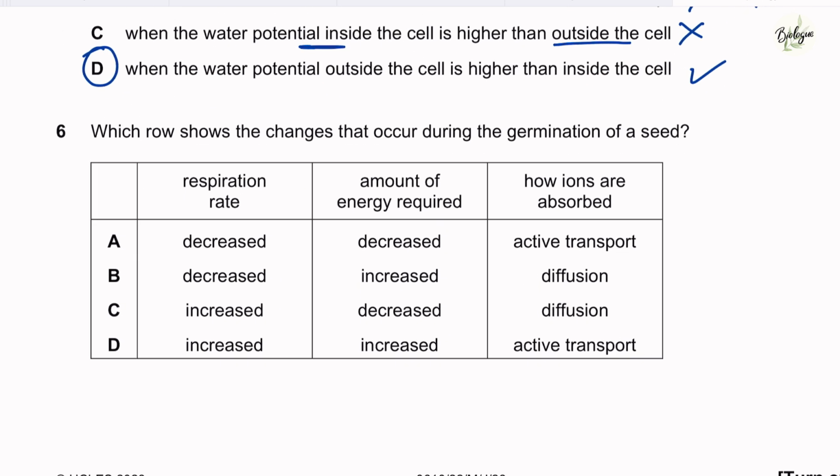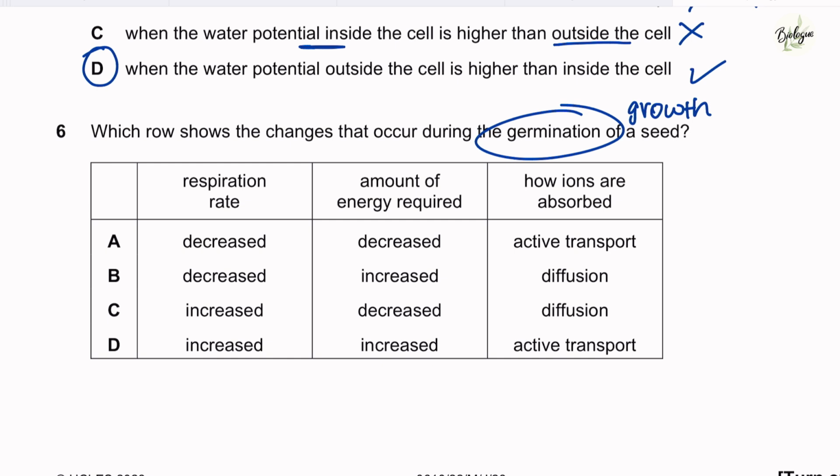Question 6. Which row shows the changes that occur during germination of a seed? Respiration rate is increased. Remember, germination meaning growth, right? So think of it this way, because the seed is growing, it requires more energy to be produced, and so we need to take in more air.